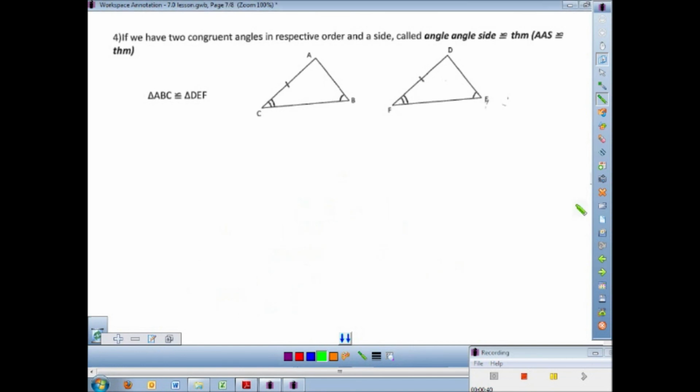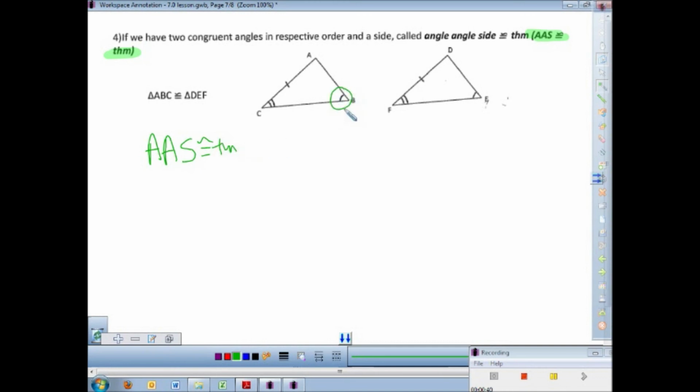Okay? And then on number 4, the final way today that we'll learn how to prove triangles congruent is called angle, angle, side congruence theorem. Angle, angle, side. You notice the order you go: you have to go from an angle to another angle to a side. So it's just like this. If I went around this way, this works. And people go, wait a minute, you skipped over something. It's okay to skip one thing in a row.